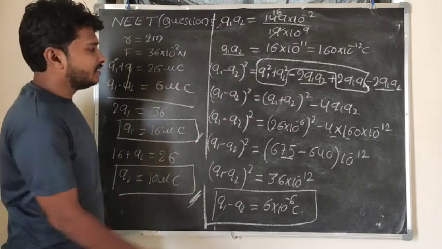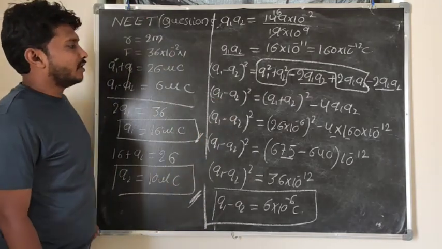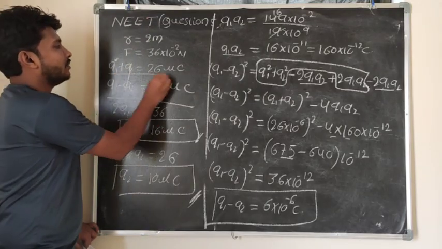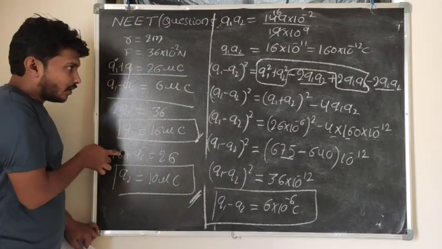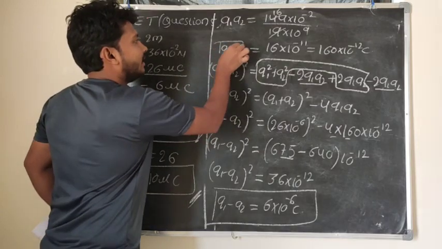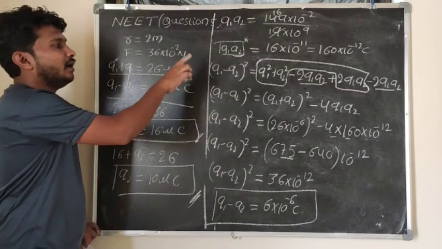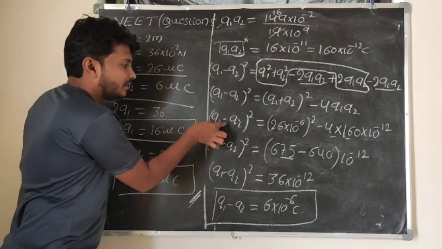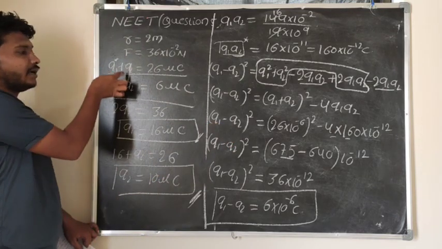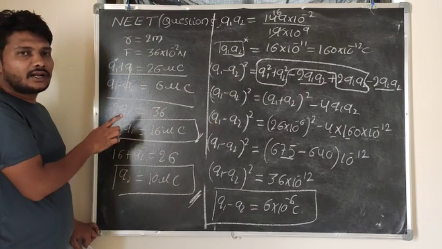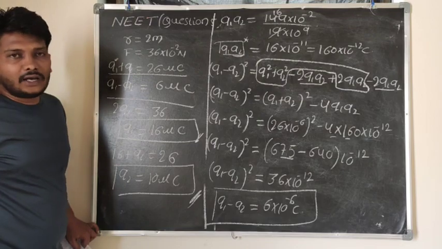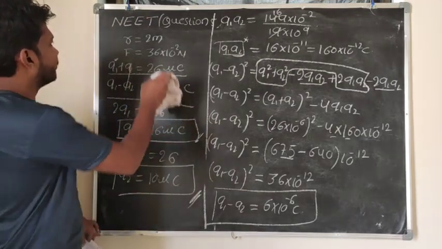So I hope you understand. Remember this formula. When Q1 plus Q2 is given, first calculate the Q1 into Q2 value from the formula. Then get Q1 minus Q2. If you add these two equations, you get the individual values. We'll move on to the next question.